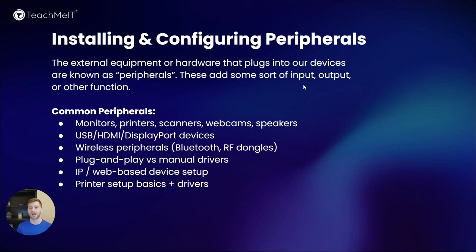Whenever we use a laptop or a desktop computer, odds are we have some other devices connected to it. Those are considered our peripherals. Our peripherals are any external equipment that sits outside of our laptop case or desktop case, and they plug into our computer or laptop. They usually add some sort of input, such as a mouse, a keyboard, or some sort of output, like a monitor showing an image or a printer printing out a piece of paper with information on it.